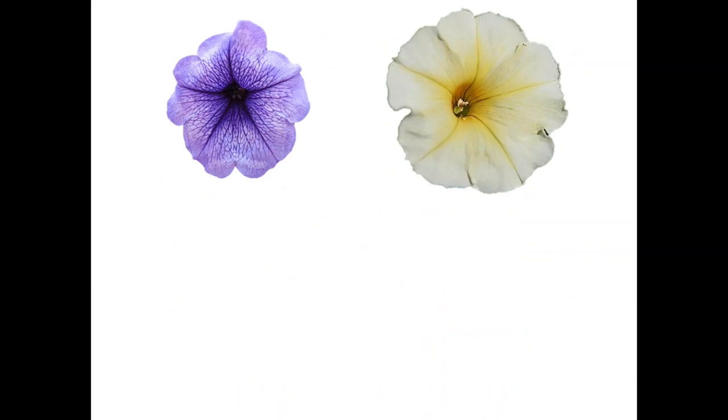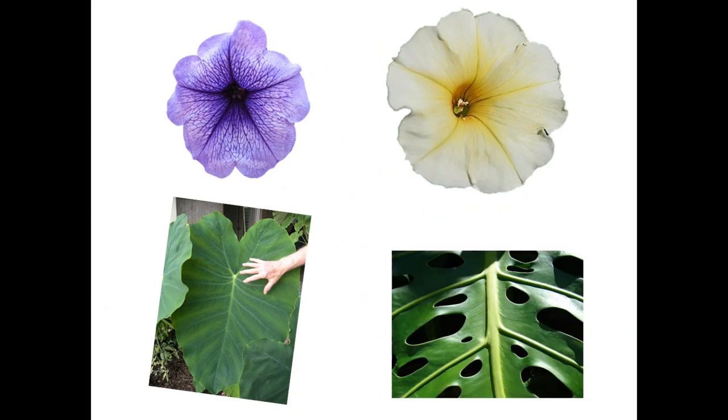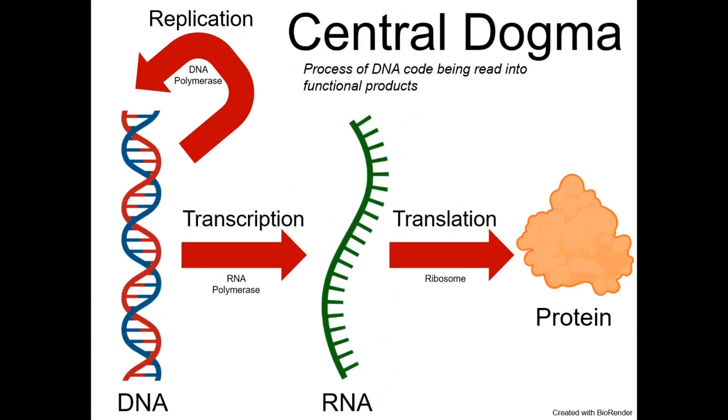These proteins could make vibrant purple or yellow flower colors, even the size and shapes of the flowers. The proteins can determine how big a leaf can grow, or if leaves develop natural holes like the Swiss cheese plant mentioned in the first video. Central dogma is an important process for all organisms. Without it, we would not function. Every step of central dogma ensures biochemical processes occur to make functional products to survive.